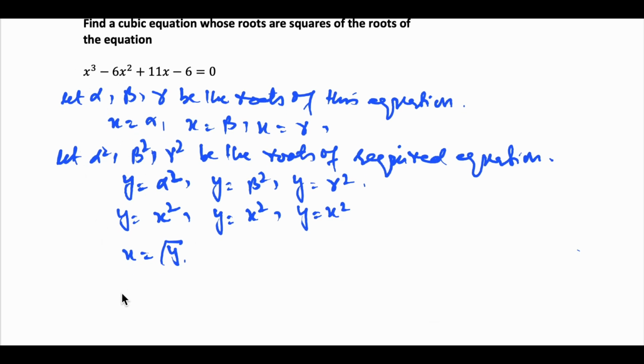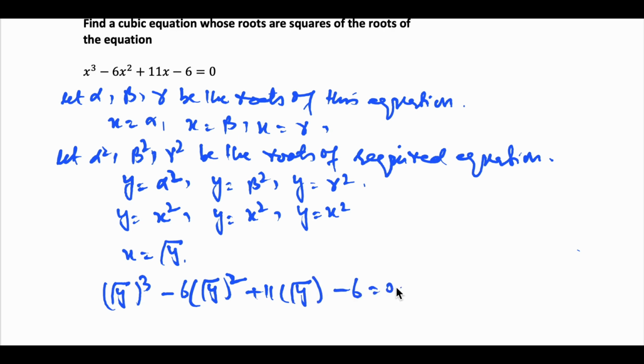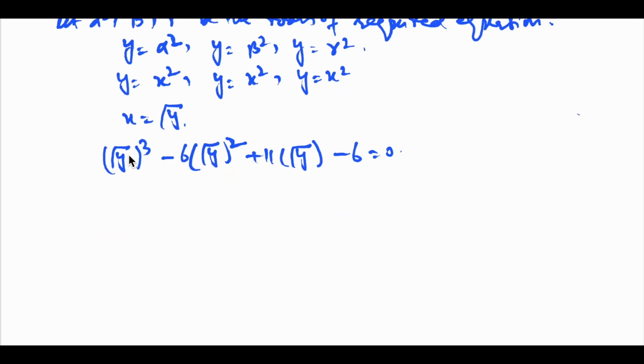Now I'll place x is equal to root y in this equation and find the required equation. This is root y whole cubed, minus 6 times root y whole squared, plus 11 root y, minus 6 is equal to 0. Root y means y power 1 over 2, so this becomes y power 3 over 2 minus 6y plus 11y power 1 over 2 minus 6 is equal to 0. Now this is the equation, but it's not a polynomial equation, so I have to go for the polynomial equation.